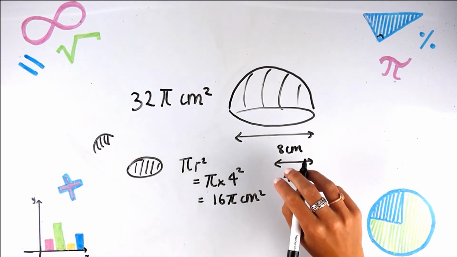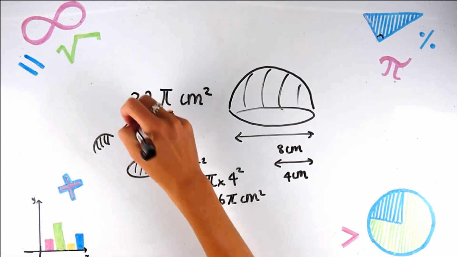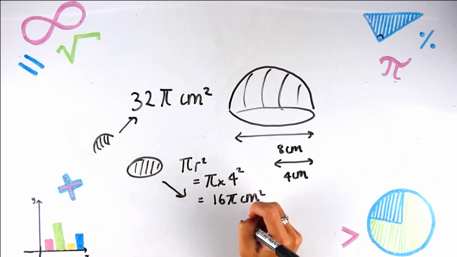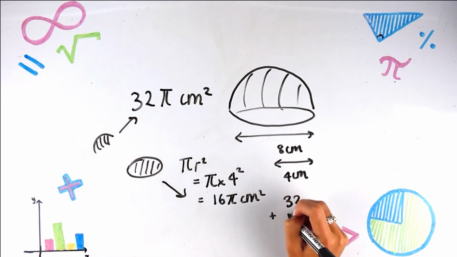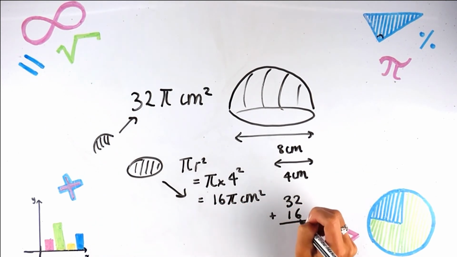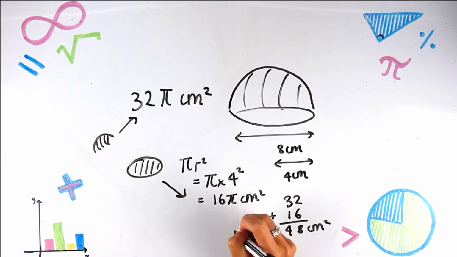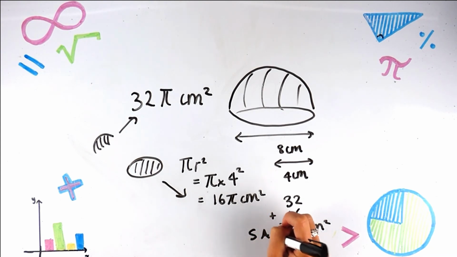And now to get the total surface area, we sum up this part and this part, so we have 32 plus 16, which is 48 centimetres squared for the surface area, SA or South Africa, and that's how you would get the surface area of a hemisphere.